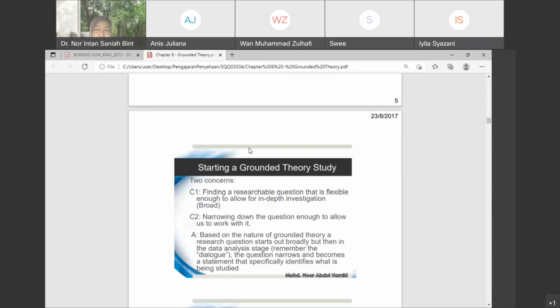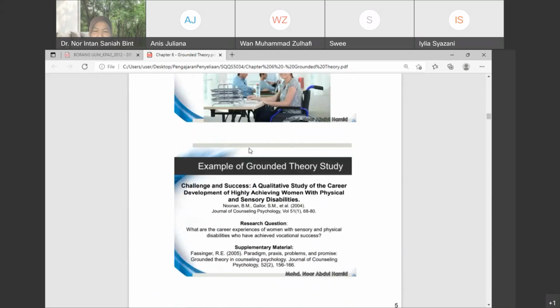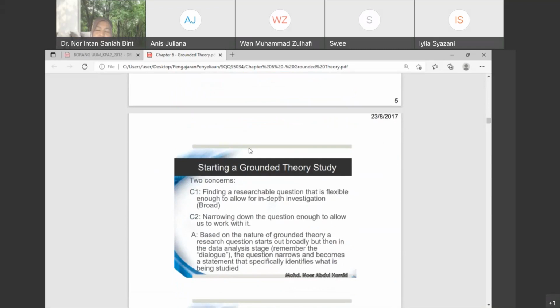To say purely grounded theory as in this paper, I don't dare to say it, because this is quite a long one. I mean, it can't be short-term research, because challenge and success are things that have a timeline, they require a timeline in research as well. Right, so for a grounded theory study, the two things that we need to be concerned about is researchable questions.